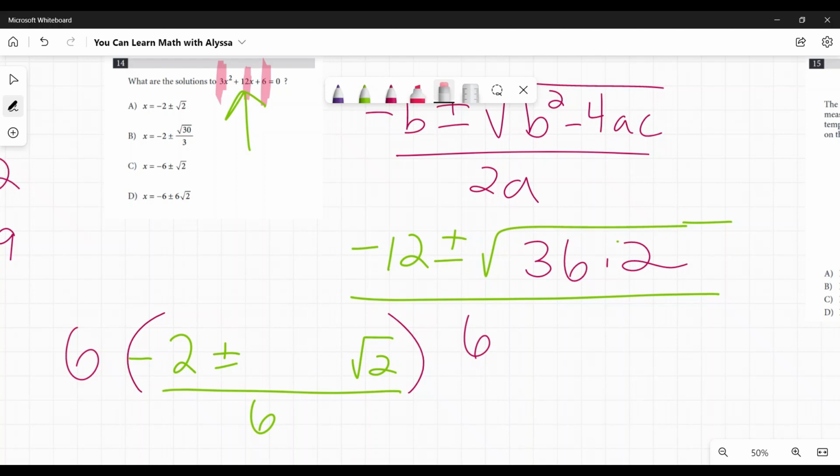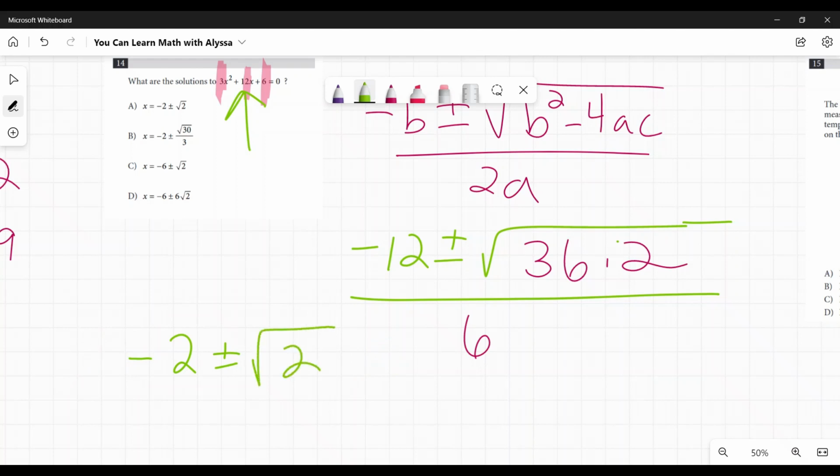Now I have 6 times negative 2 plus or minus the square root of 2, all over 6. Since this is saying multiply by 6, then divide by 6, or if you know your fractions, top and bottom can cancel out if they're being multiplied. Those cancel out. And I am left with negative 2 plus or minus the square root of 2. Let's scoot that over. Boom. And that is option A.